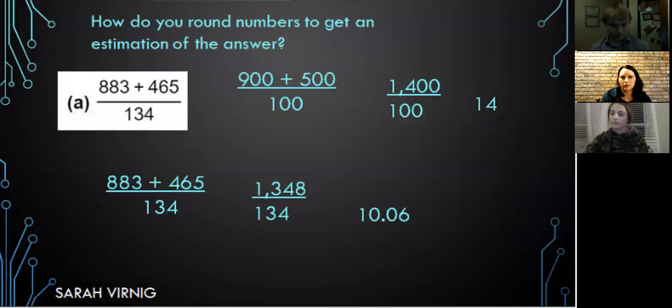So 883 would round up to 900, 465 rounds up to 500, and 134 rounds down to 100. So when you add it up, and then you're going to get 1,400 divided by 100, and then your answer will be 14. This is just a rough estimate, to do quick math in your head. The actual answer is 10.6. So you're not far off from the precise answer with your estimate.